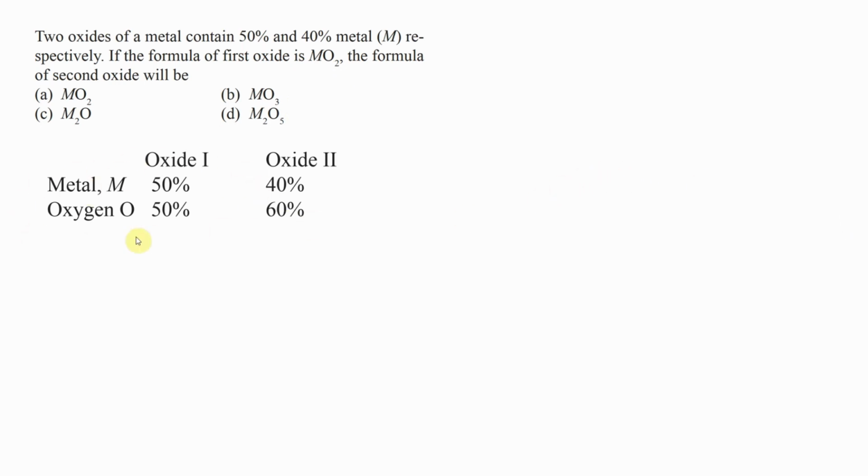Now this is in essence what is given, correct? First metal oxide 50-50, second metal oxide 40-60. The logic based answer is they have equal amount here. Here it is unequal. So 40 is to 60 or 4 is to 6 or 2 is to 3. We can do it through equivalent weight if you want.